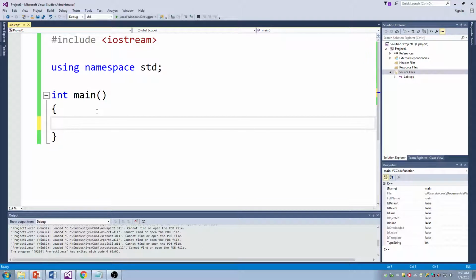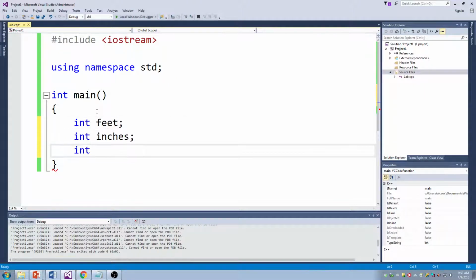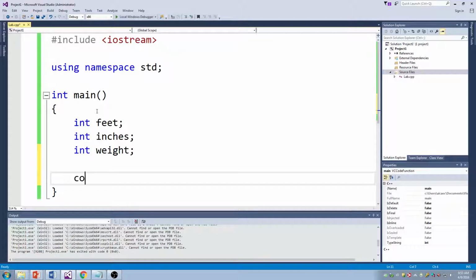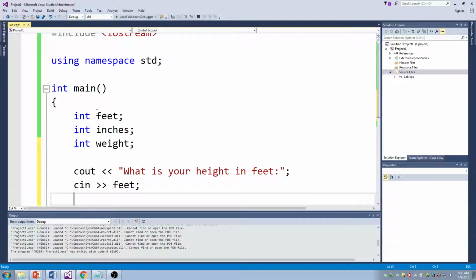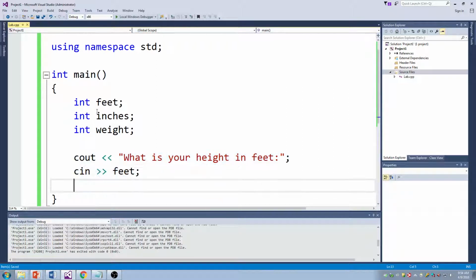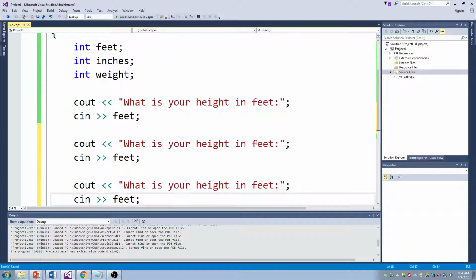The first thing I would recommend to do for this program is just to get all your data in a row. So I would get your feet, I would get your inches, and I would get your weight. And then I would ask for each of those. I would just do this one at a time. Just input your feet, and then I would copy this one for each one and replace each of these here with the things that actually change.